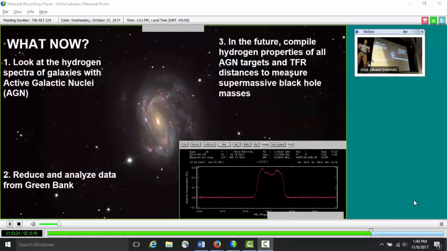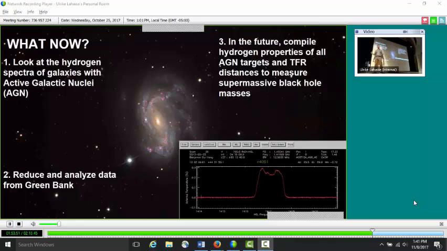And what I'm doing right now is I'm looking at about 30 targets of AGN. I'm reducing and analyzing all the H1 data. Eventually, I'm going to move away from radio, sadly. I'm going to move into the pretty pictures, the optical stuff. It's boring. I don't like it, but it's fine. So what I'm going to do is get all the H1 data from these AGN and eventually get distances, get Tully-Fisher distances, all this stuff, in an attempt to measure the supermassive black hole at the center of all these AGN.